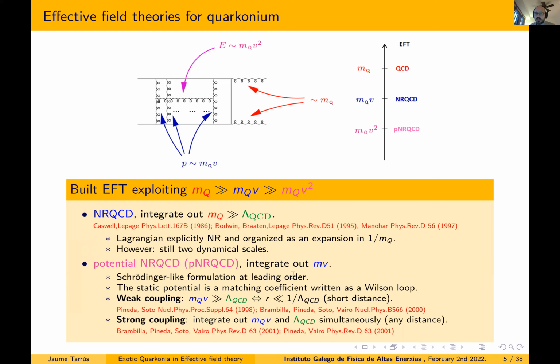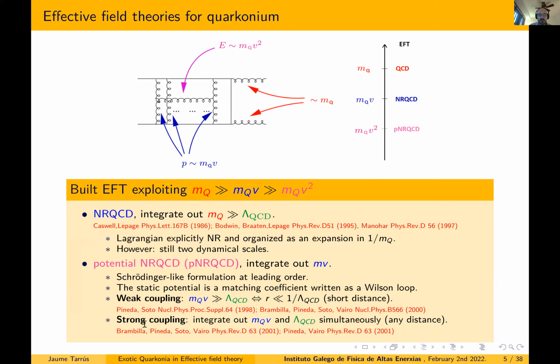So there are two versions of potential non-relativistic QCD, depending on how the soft scale scales with respect to lambda QCD. If we take the soft scale, or the relative momentum, larger than lambda QCD, this is weak coupling. In this case, it can be integrated out in perturbation theory, and this leads to the Coulombic potential that I showed you before. However, this is only valid for short distances.